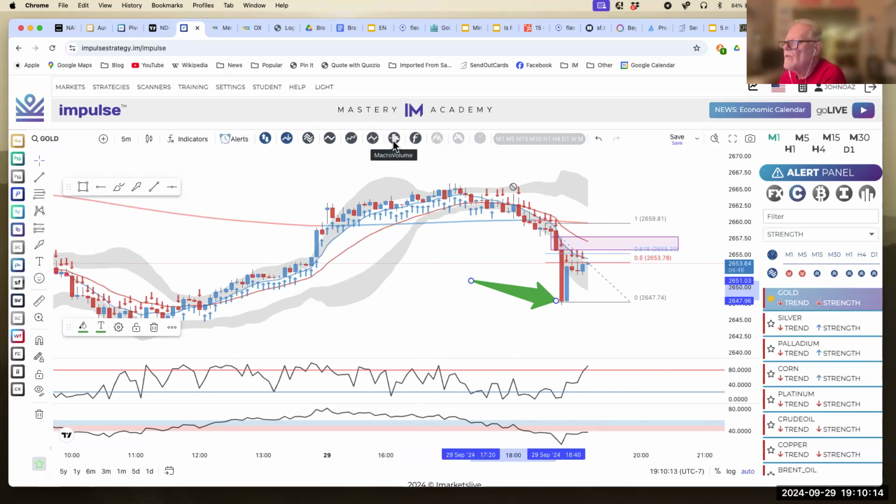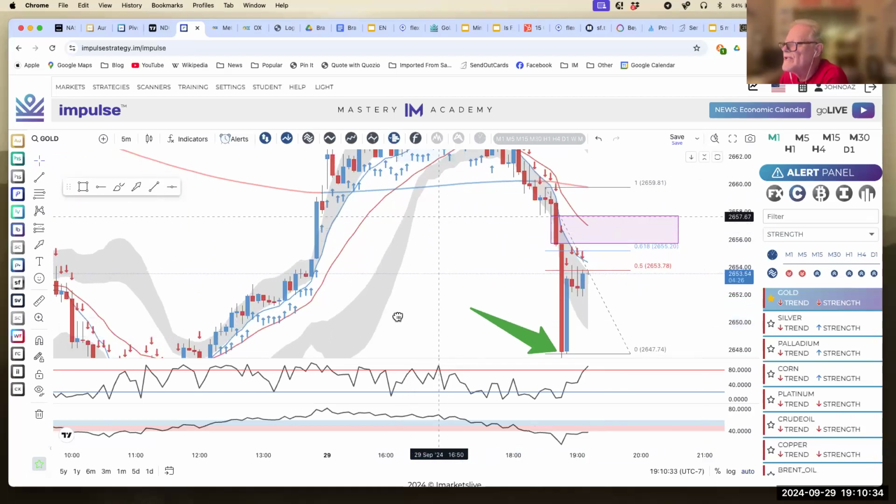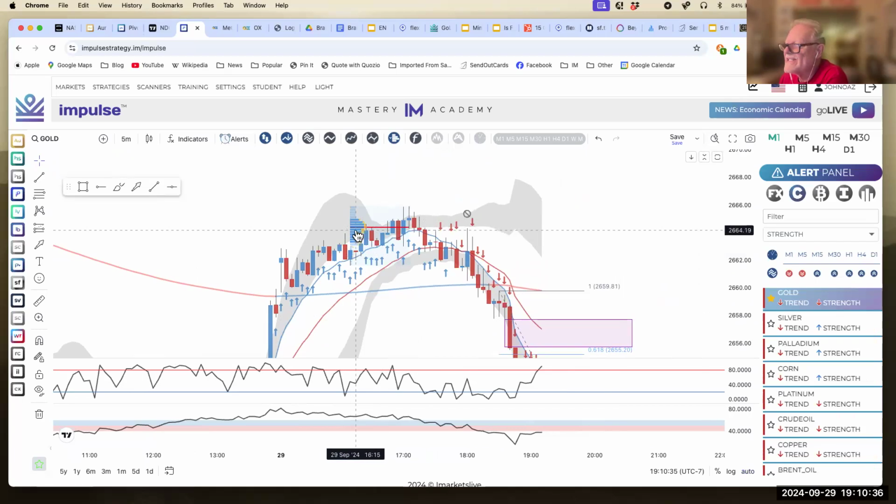Has anyone used the macro volume tool on any of these? If not, the macro volume tool shows you where the volume is and where the main price points are, where the main action is. So when you press that, it will pop up. Here, it's not very big because it's Sunday, so it's hard to see on gold. There's not been a lot of trading. It's a very narrow range here.